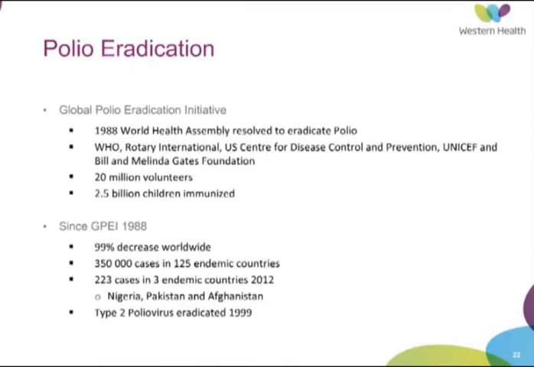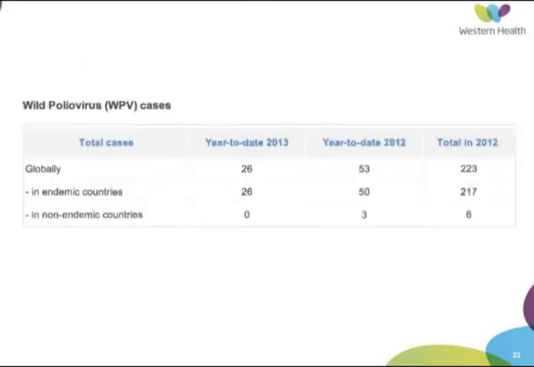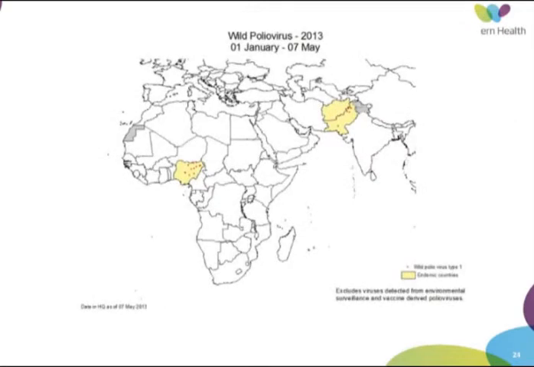Type 2 poliovirus was certified eradicated in 1999, and there's just in these three countries now, type 1 and type 3 remaining. I got this from the World Health Organization website, just showing more current data. So globally this year, there's only been 26 cases, and these have all been in endemic regions. If you look back in 2012, these three cases in non-endemic region countries were all imported cases, so patients that have moved from an endemic region to a cleared region. And this is, again, showing just the cases that have been reported this year.